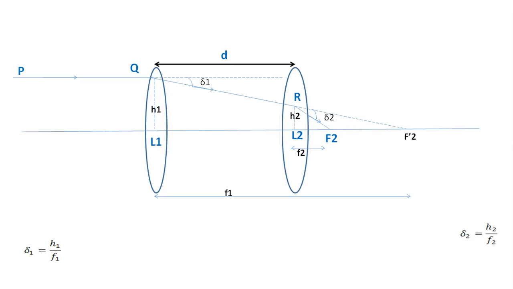Now, extrapolate F2R in the backward direction. We get a point H2. Now, draw a plane which is passing through H2 and perpendicular to the principal axis. This is the plane, the principal plane. It cuts the principal axis at point P2. This is the second principal point. We know the distance between P2 and F2 is the equivalent focal length.